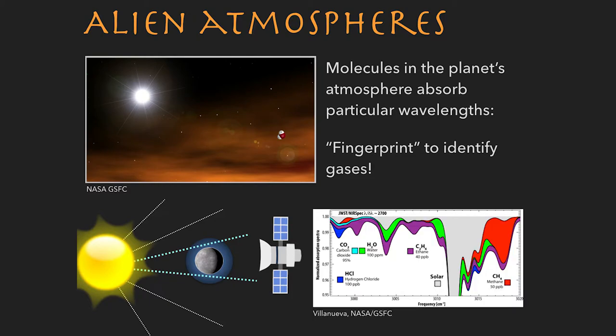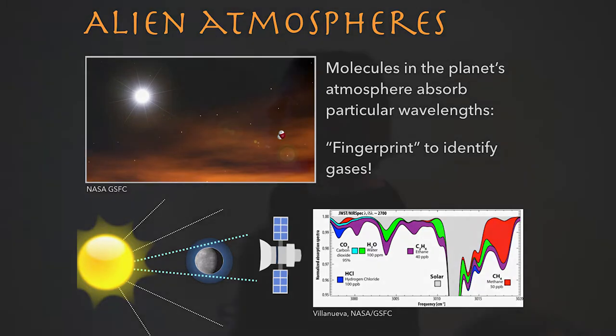So we end up with something like this, where the dips correspond to certain elements in the air. So, can this identify life? Well, one way to test would be to look at a planet we know has life and see if these gases can confirm that. Well, there's only one planet we know that has life, that's this one.